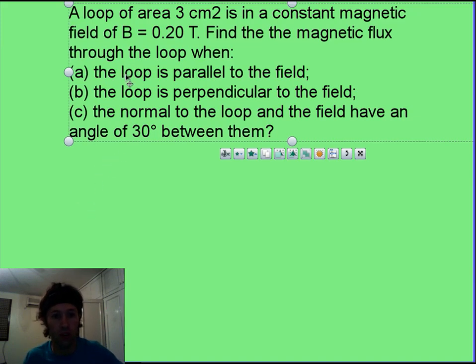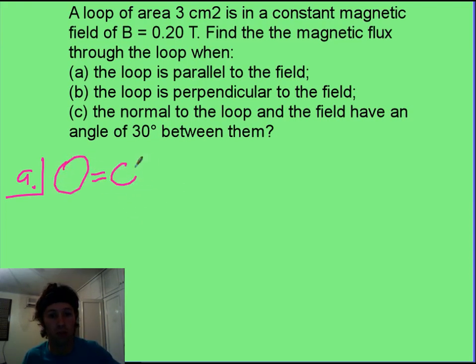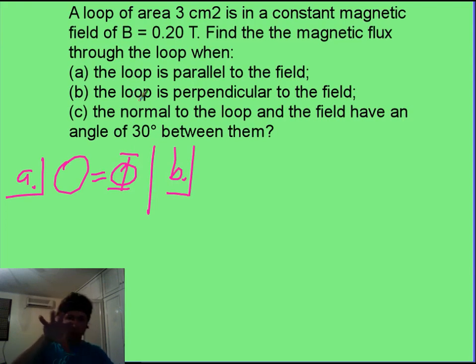Now here's what is going on for part A. You've got your field coming in, let's say, and your loop is parallel to the field. Well, if they're parallel, then there's no flux lines going through it, and so there's no flux. So for part A, the amount of flux is 0. For part B, your loop is perpendicular. So let's say your magnetic field is coming in, your loop is like this, that's maximum flux.